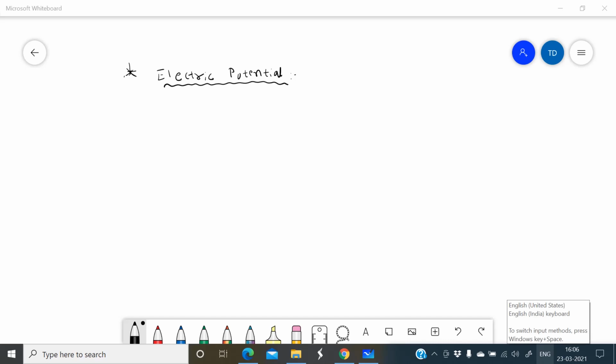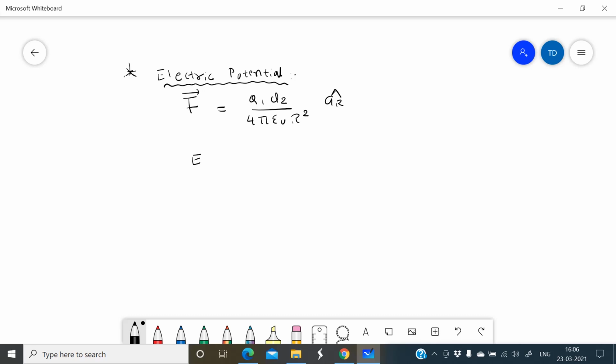With the next topic, electric potential. As we all know, the force between two charges, F vector, is equal to q1 q2 upon 4 pi epsilon 0 r square into ar unit vector. This is the force equation between two charges. And what is the electric field? Electric field intensity is equal to q upon 4 pi epsilon 0 r square into ar.